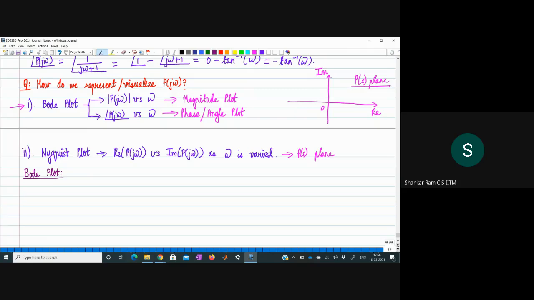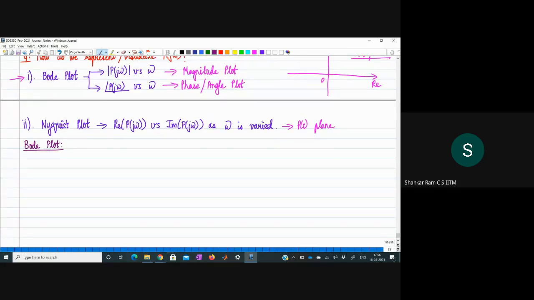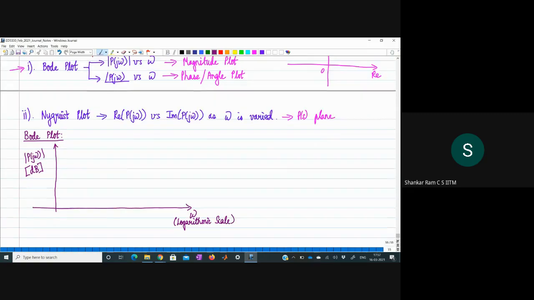As we briefly discussed in the previous session, the Bode plot has two subplots. The first plot essentially is the magnitude plot, wherein the magnitude of P of j omega is plotted in what is called a decibel measure. We will see what this decibel measure is. Whereas the frequency is plotted on the abscissa using a logarithmic scale. We will see why a logarithmic scale.